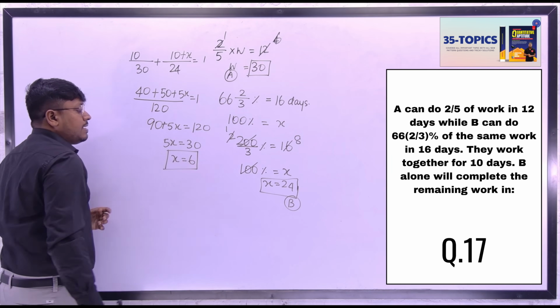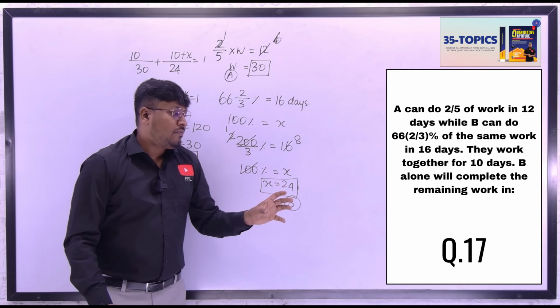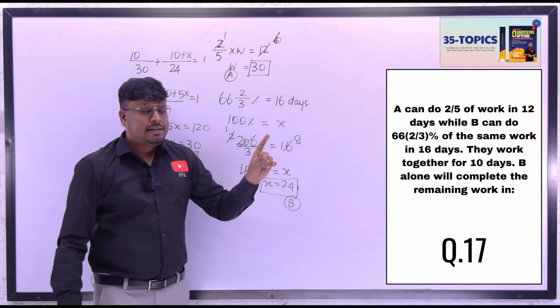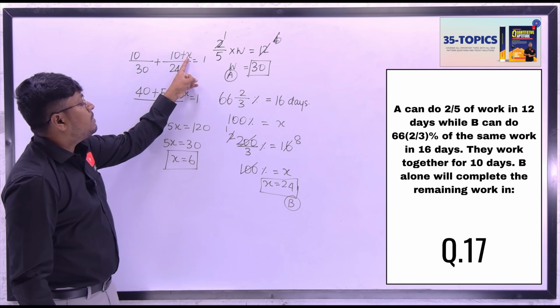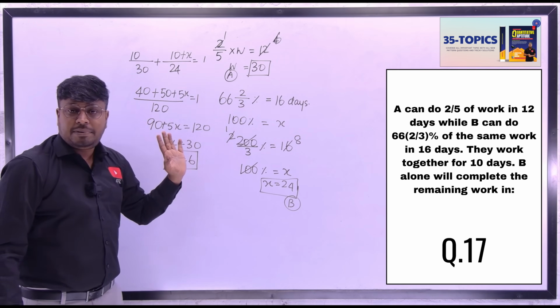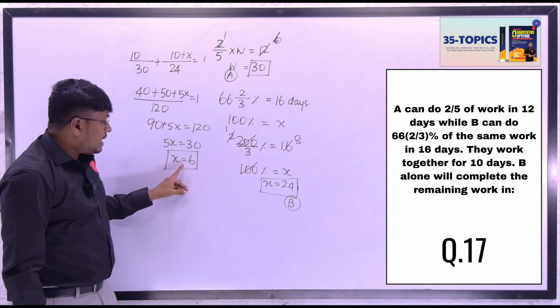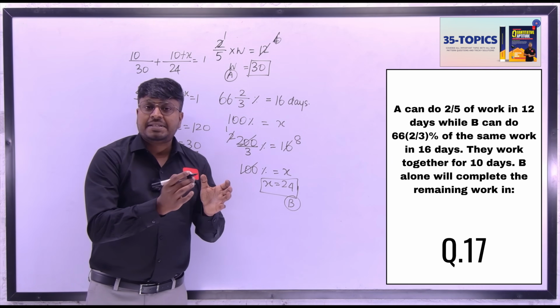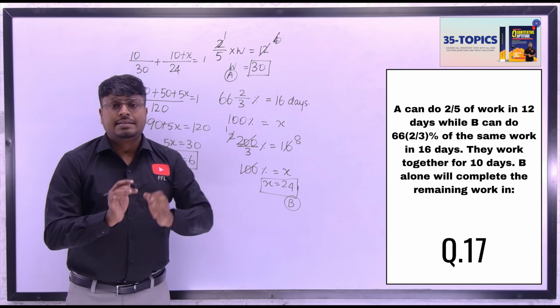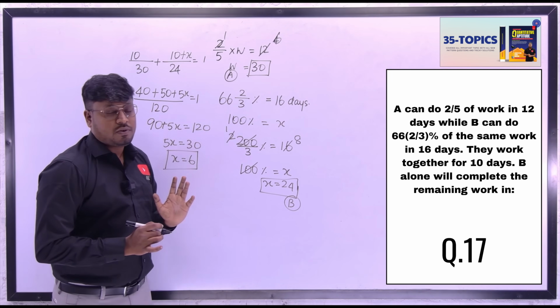So our target is to find how many days B alone will take to complete the remaining work. We kept X as the remaining time that the person B is taking to complete the work. And finally we got the answer, X is equal to 6. That means the remaining work was completed by the second person B in 6 days. So that will be the answer for this question.